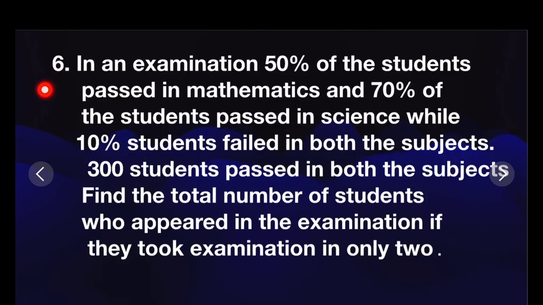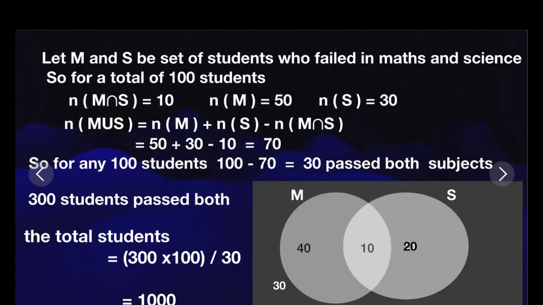Question number 6. In an examination, 50% of the students have passed in mathematics, 70% of students passed in science, while 10% students failed in both the subjects. So if there are 100 students, 10 students have failed in both the subjects. Let's take M as the number of students who failed in mathematics, and S as the students who failed in science. So M intersection S will be 10 for a class of 100 students. So this is how we will form the set.